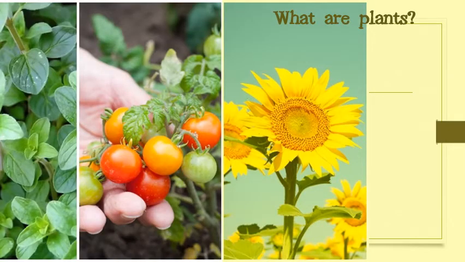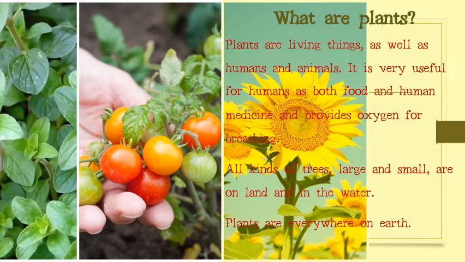Now, what are plants? Plants are living things as well as humans and animals. They are very useful for humans as food and medicine, and they provide oxygen for breathing. All kinds of trees, large and small, are on land and in the water. Plants are everywhere on earth.